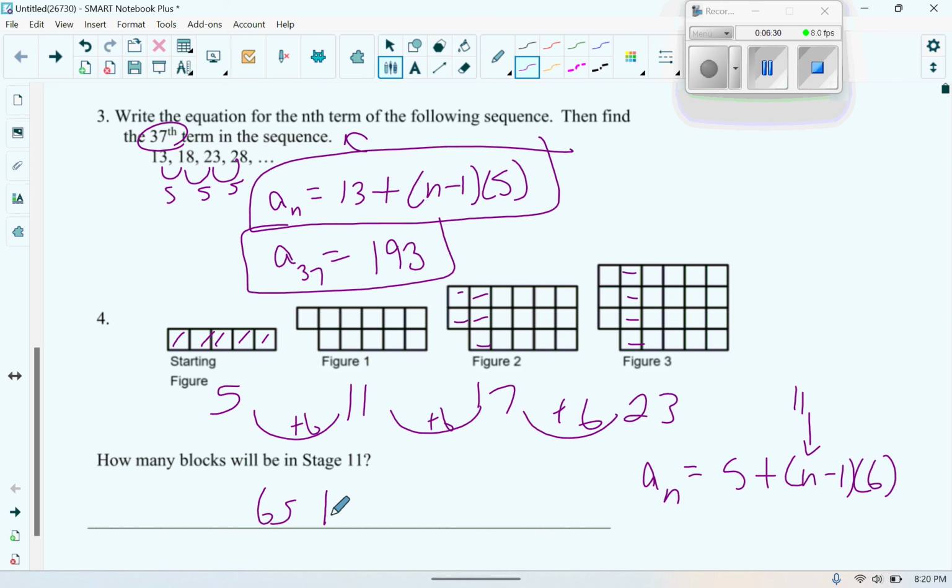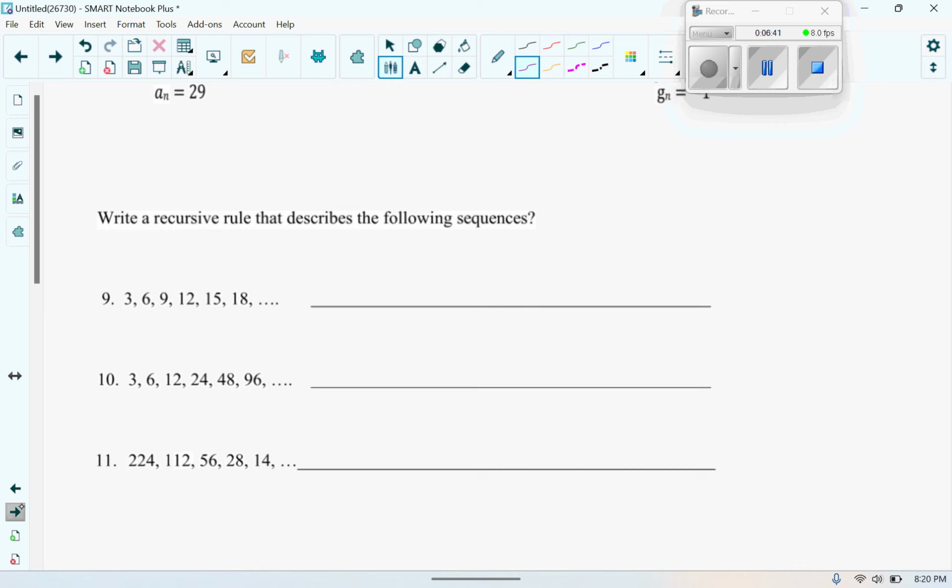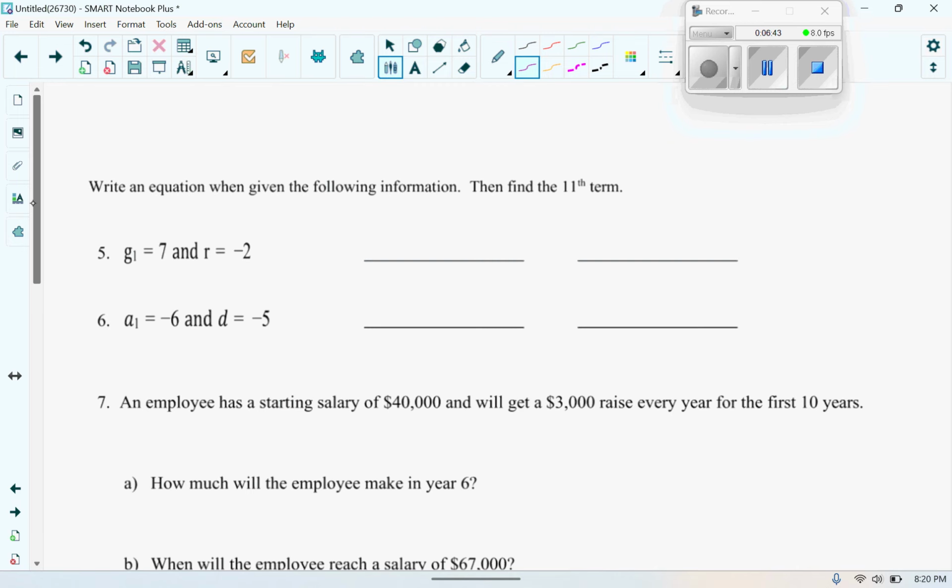So that means that there's going to be 65 blocks. Oops. Goodness. At stage 11. Okay, let's go to the next one.